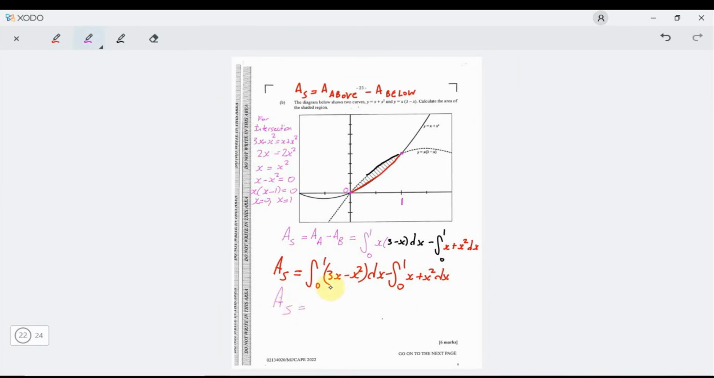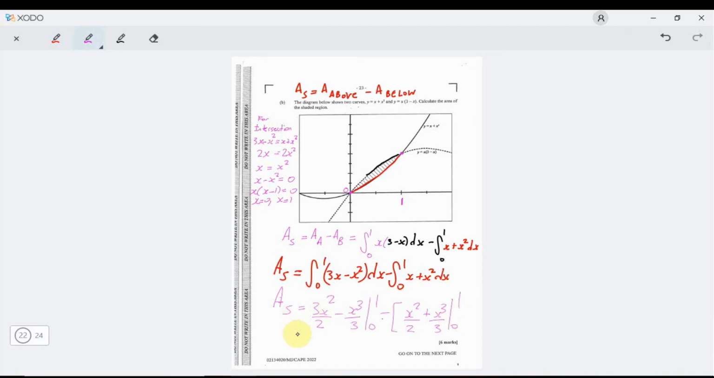So integrating this now, it's the integral from 0 to 1 of 3x minus x squared dx minus the integral from 0 to 1 of x plus x squared dx. We go ahead now and we integrate this. Integrating 3x, we get 3x squared over 2 minus x cubed over 3, going from 0 to 1, minus, we integrate x, we get x, add 1 to the power, divide by the new power, plus x cubed over 3 going from 0 to 1.